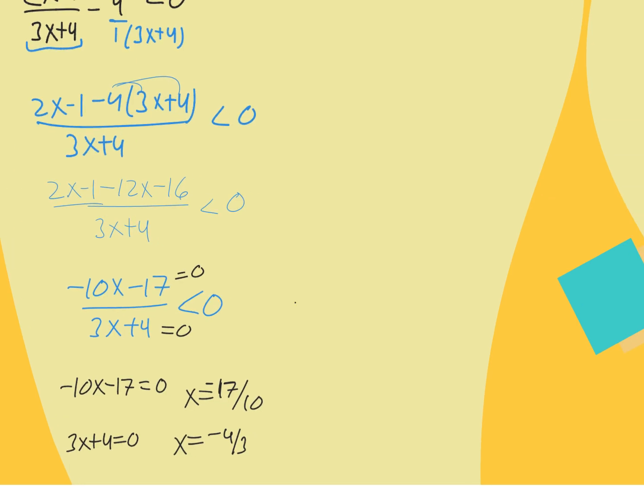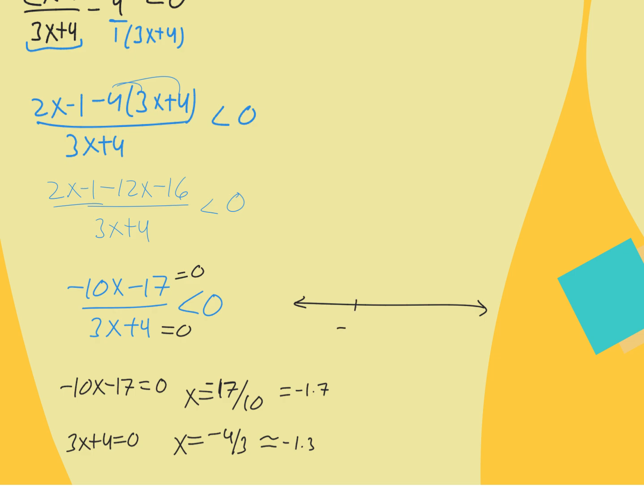All right, and then I would plot these on a number line just to see where we're going to have key points. Negative 17 over 10 is a bigger negative number than negative 4/3, right? This one is actually equal to negative 1.7. And then 4/3 in general is about 1.3 repeating. So this is about negative 1.3.